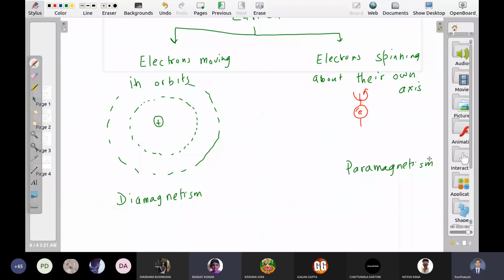Sir, how does a spinning electron produce current? How does a spinning electron contribute to magnetism? Sir, how does it produce current? Can you explain in brief?